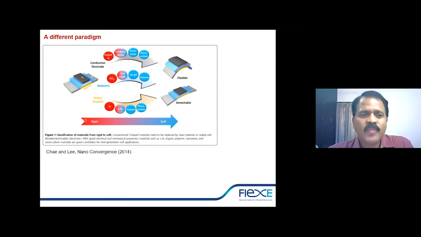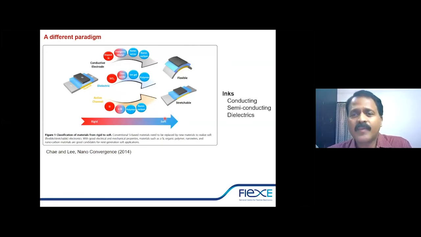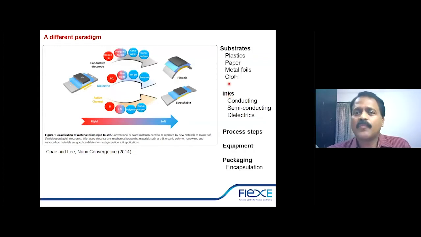But as we move from rigid transistors to soft transistors, which could be either flexible or stretchable, what happens? We again use different materials. So what this shows is that we now need different conducting, semiconductor and dielectric materials. And in order to dispense them, these materials have to be in an ink form. Once we have them in ink form, these inks have to be made compatible with the different substrates. And the substrates will be plastic, paper, metal foils, or cloth.